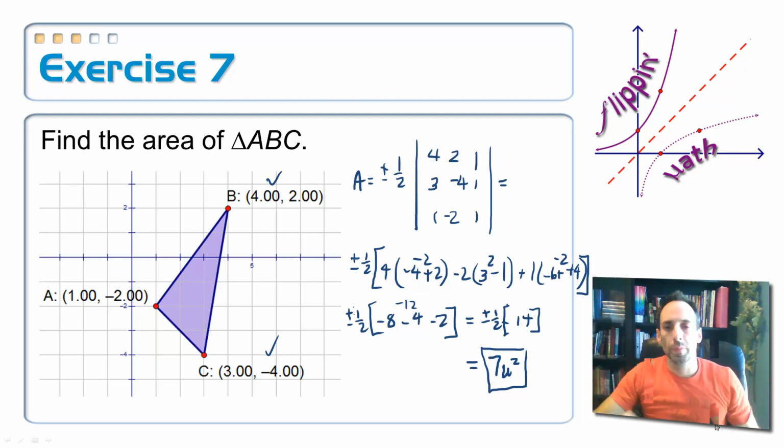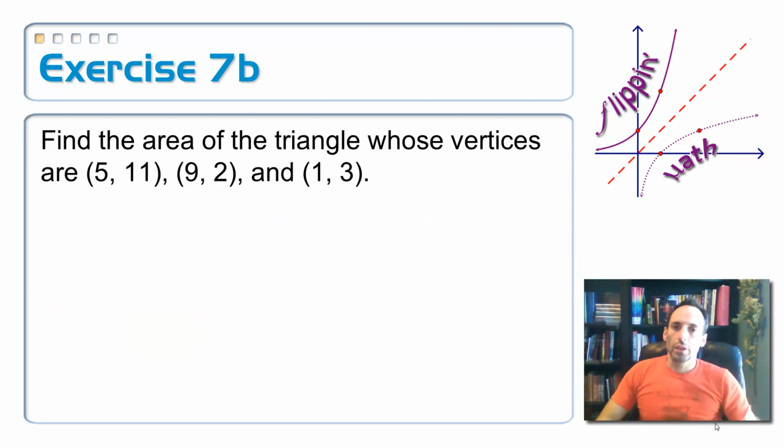Okay, so why don't you give it a try on this next one. Find the area of the triangle whose vertices are at (5, 11), (9, 2), and (1, 3). Sorry you don't have a picture on this one, but I think you can deal without it. So put all that in a 3x3 matrix augmented with 1s. Find the area of that triangle. Pause it, give it a try, come back. Let's see if you did it right.